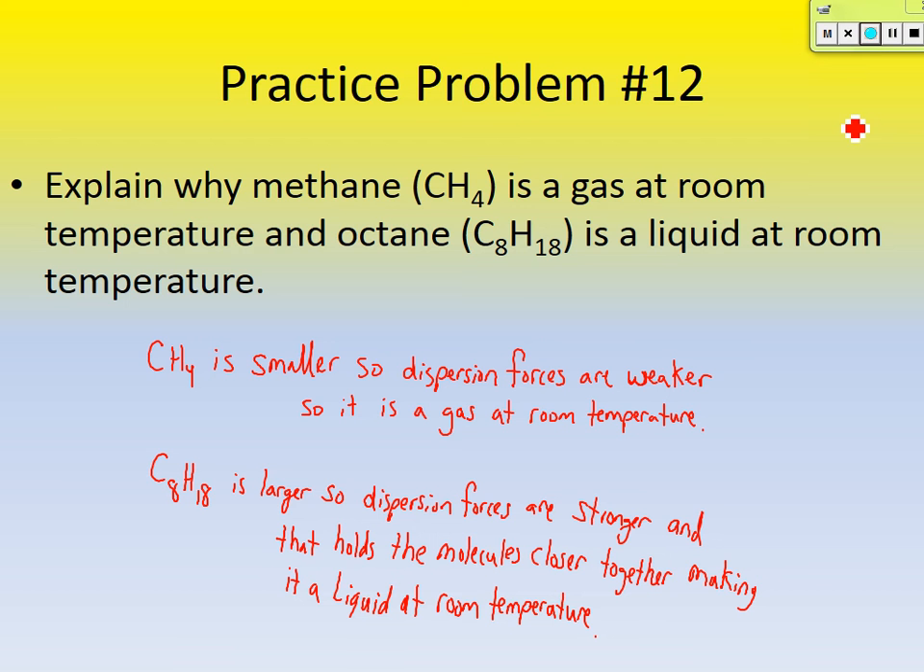Okay, so I went ahead and wrote kind of what I hoped that you guys would have. There's just a couple of statements as to why this is happening. I just put that CH4, because it's smaller, the dispersion forces are weaker. If there's not much dispersion force, these molecules are farther apart and it exists as a gas at room temperature. Now let's talk about octane. It's a larger molecule, so the dispersion forces are going to be stronger. That stronger dispersion forces hold the molecules closer together, and that makes it a liquid at room temperature because those molecules are closer together. So hopefully that kind of makes sense.